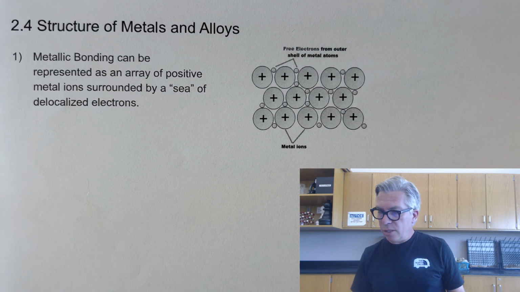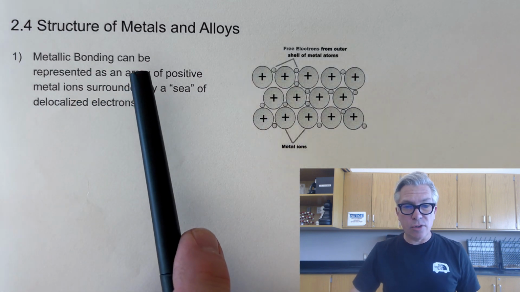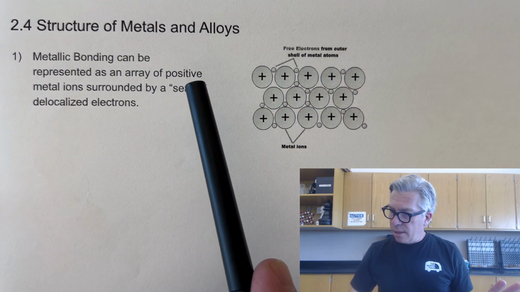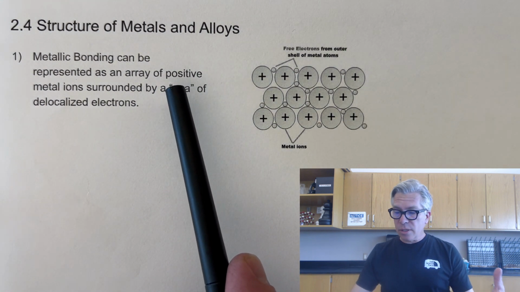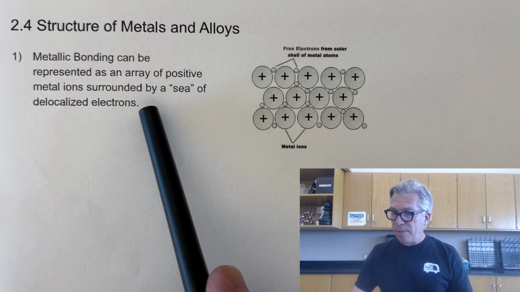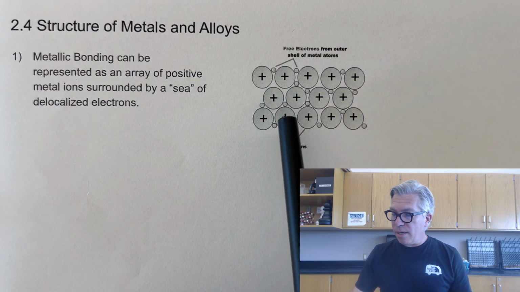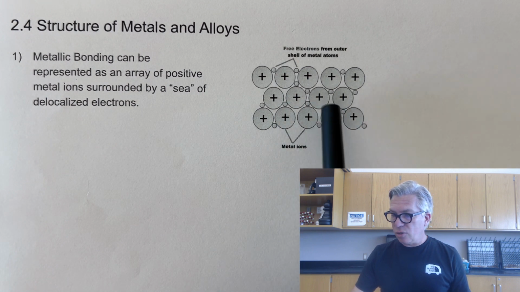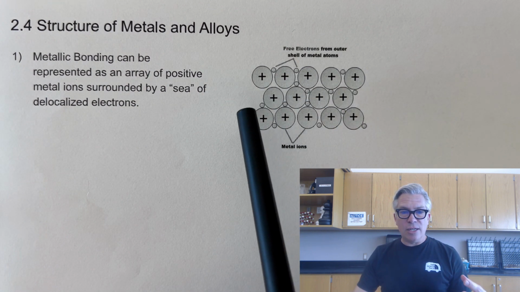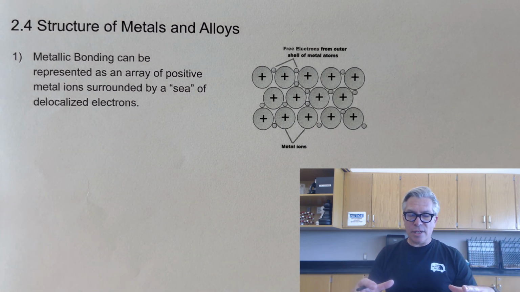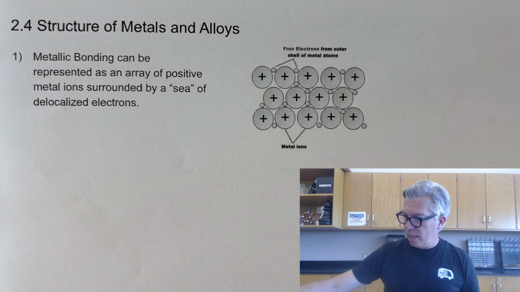And now we'll move on into the structure of metals and alloys. We already saw them back in 2.2, I believe it was. Metals make use of metallic bonding, which can be represented as an array of positive metal ion cores surrounded by a sea of delocalized electrons. So you have to imagine a piece of metal with all those metallic cores swimming in a sea of electrons, and that gets them to have certain types of properties.